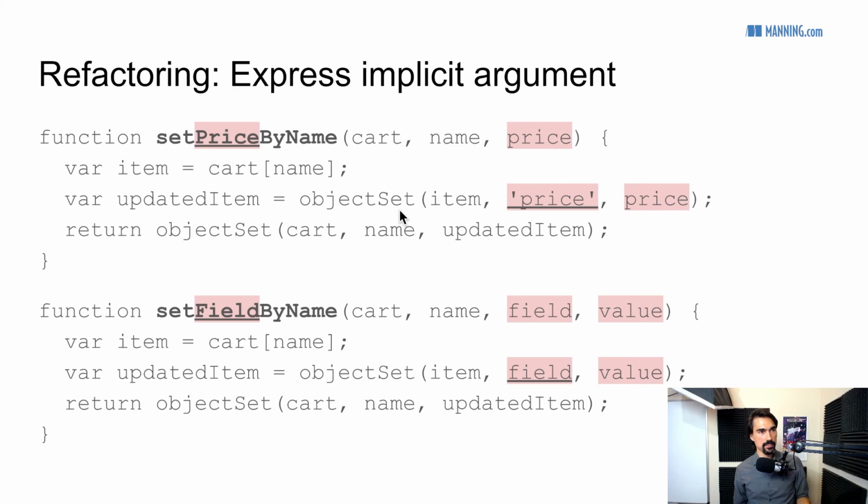So there's a refactoring to make this argument a real argument, an explicit argument. Instead of just being in the name, we're going to use a more abstract term that can cover price, quantity, and discount. We're going to call it field. And notice we added an argument. And that argument is going to go in place of the string.